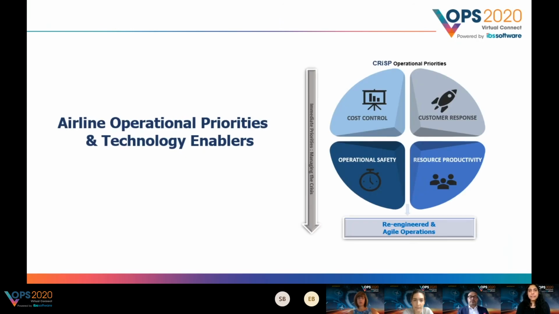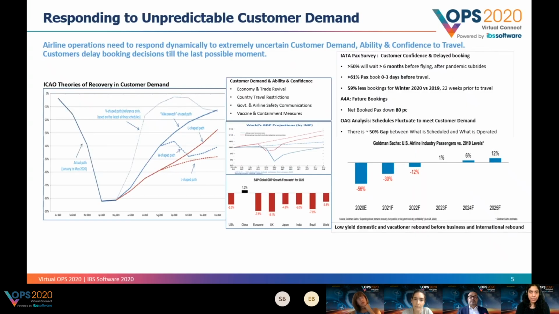Let's now drill down into each of the priorities of the airlines and see what airlines are doing and saying here, and also understand what you have to say on these topics. We've already been discussing some of these. For example, the primary thing that's happening is how airlines are responding to the unpredictable customer demand.